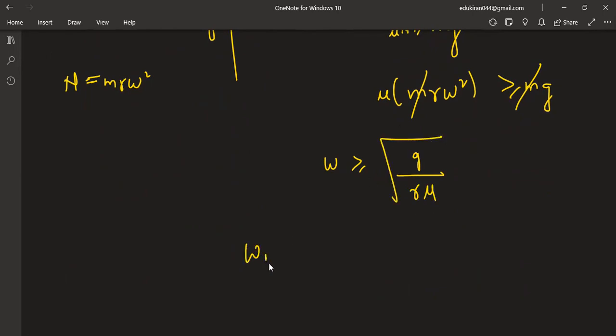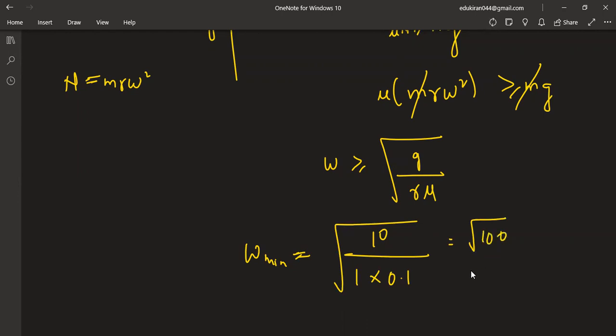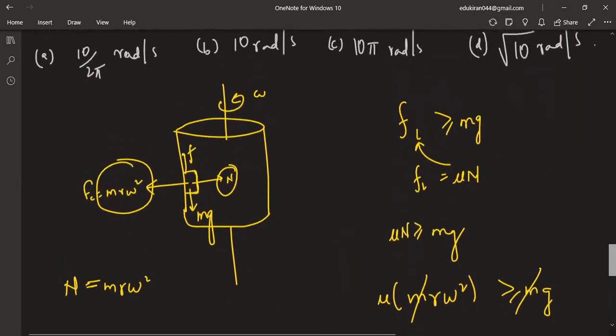So for the minimum value, it has to be equal and otherwise greater. So this is going to be 10 by 1 into coefficient 0.1. That will be root 100, which is equal to 10 radian per second. Note it down. So yes, B option was right.